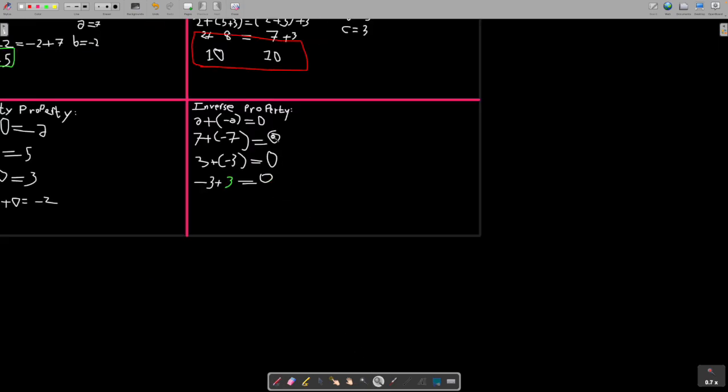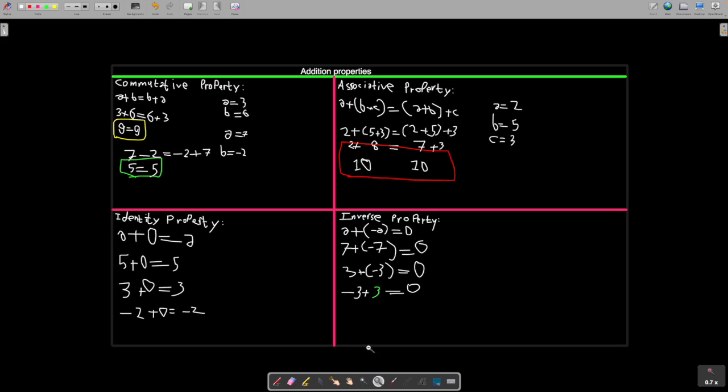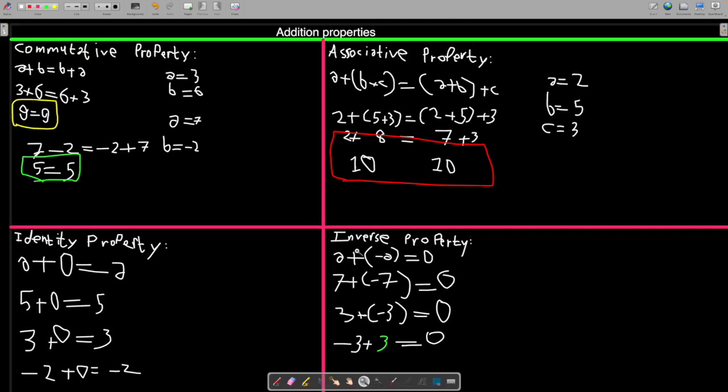So that's it for these properties. The first one is the commutative property: it doesn't matter if we swap the order, it will still be the same thing. The identity property: if you add any number to 0, it will maintain its identity. The associative property: it doesn't matter which two numbers you add first, it will still be the same value. And the inverse property: if you add any number's negative value, it will always equal 0. 7 plus negative 7 is 0. 3 plus negative 3 is 0. Negative 3 plus 3 is 0. All of them work with negative numbers, not just positive numbers.